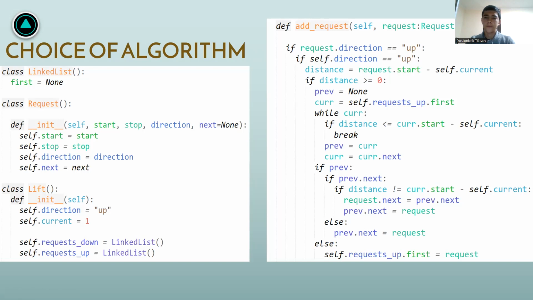So if we assume that our user wants to go up, and our elevator's direction is also up, how do we know the priority? I mean, which client should be served first? Now, let's see this process in code.